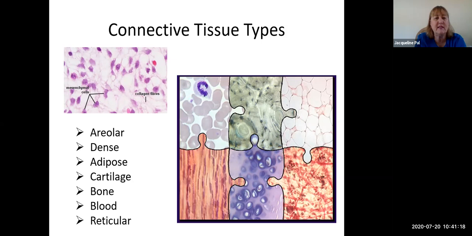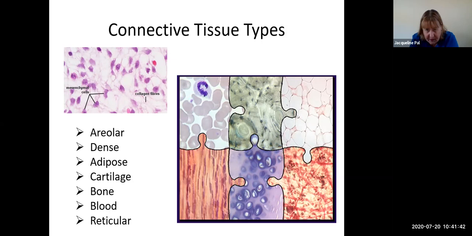So for the 6 that we're going to be talking about a whole lot, basically I want you to think of it kind of like grades. We're going to have 2 A's, 2 B's, 1 C and 1 D. So the 2 A's are going to be areolar and adipose, the 2 B's are going to be bone and blood, the C is going to be cartilage, and D is going to be dense. Then we're going to have reticular connective tissue for the 7th one, which is not one here.